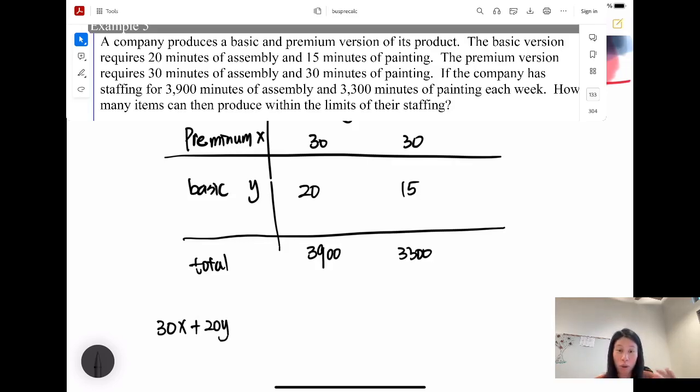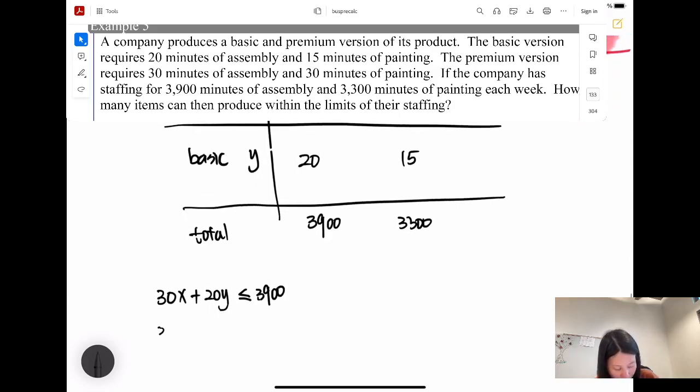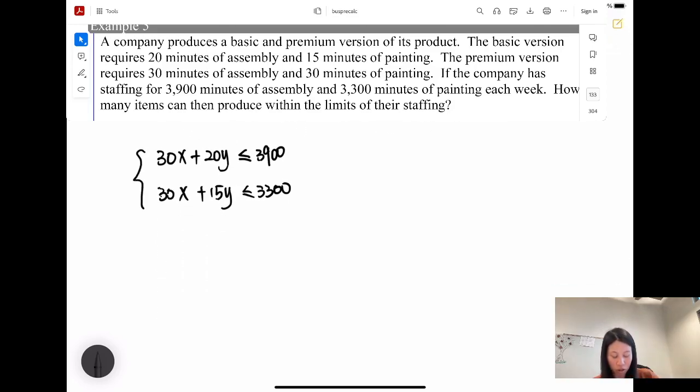You want it to be within the limit, so that means it's less than or equal to 3,900. And then the total painting time should be what? 13X plus 15Y less than or equal to 13,300. Okay, so these two are going to be our system of linear inequalities.